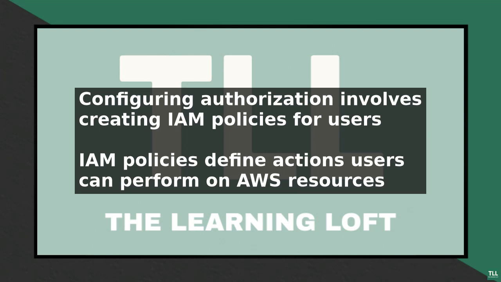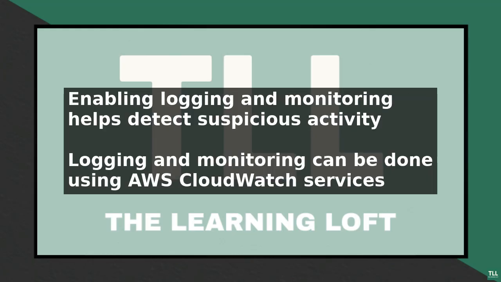To further secure your identity pool, you should enable logging and monitoring. This can be done using AWS CloudWatch, which provides detailed logs and metrics on user activity. You can also set up alerts to notify you of any suspicious activity.